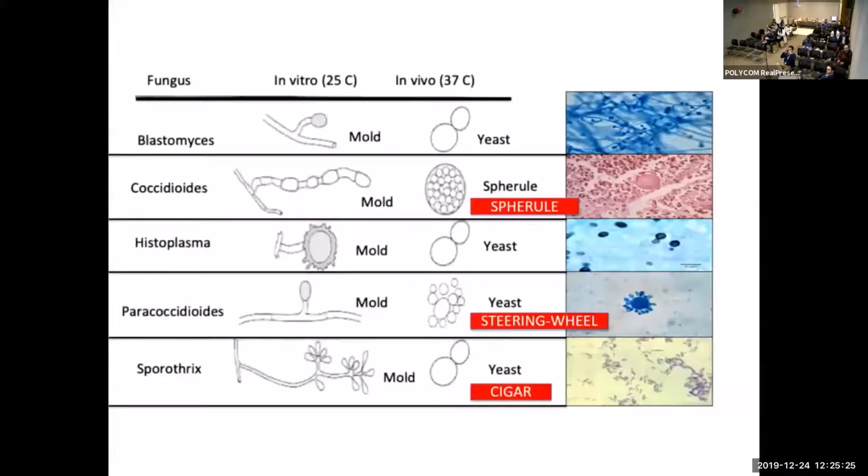Just to repeat the same concept of the dimorphic thing, there are three buzzwords that you need to know for the boards. This also applies for all the steps, for whoever needs to take Step 3 right now. Each time that you hear, for example, a steering wheel, that's Paracoccidioides, always. If you see a cigar form in a yeast, that will always be Sporothrix.